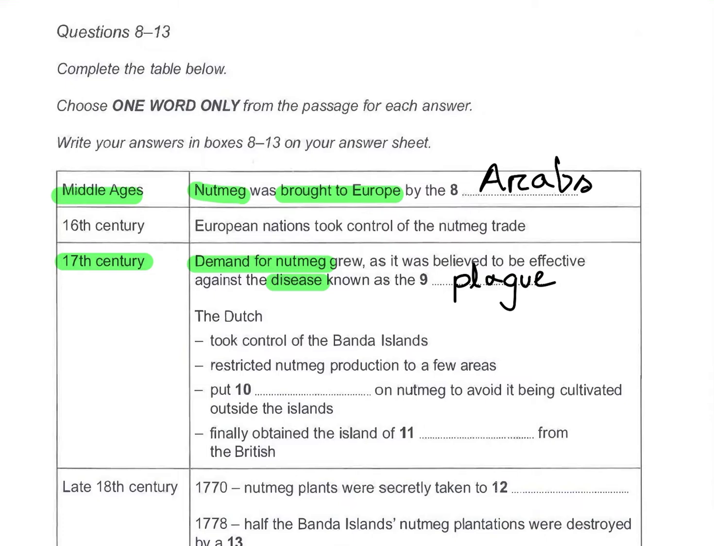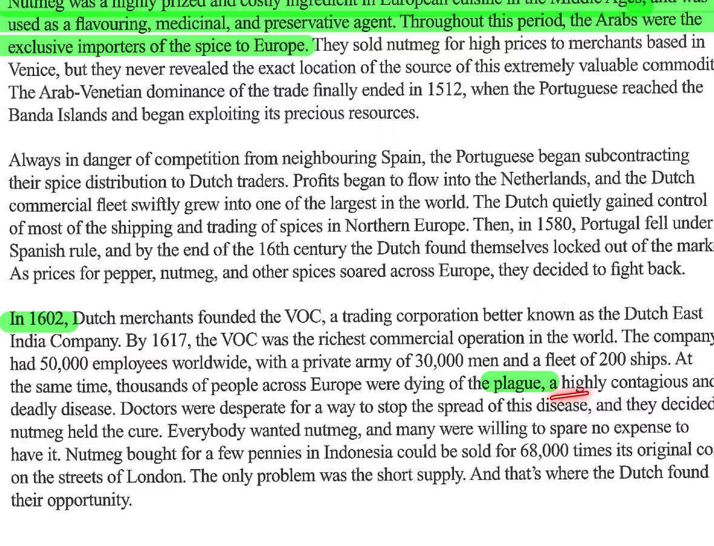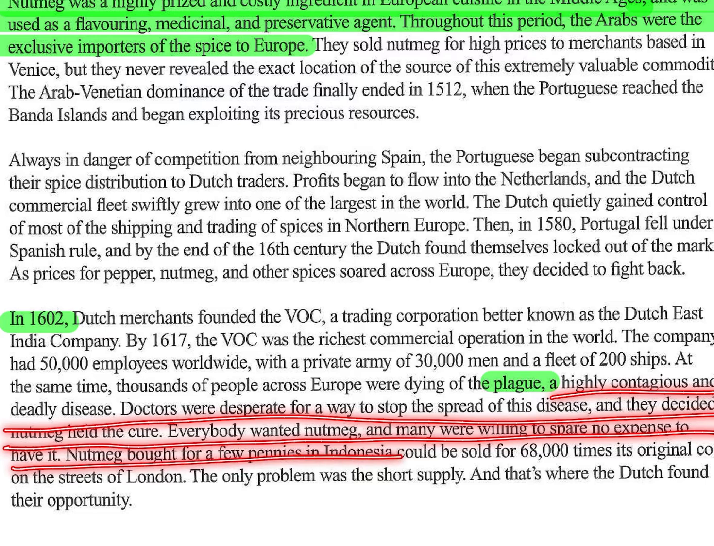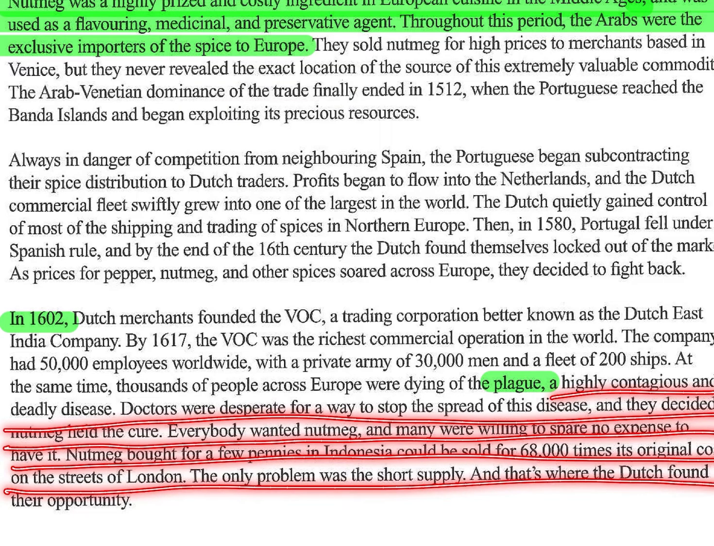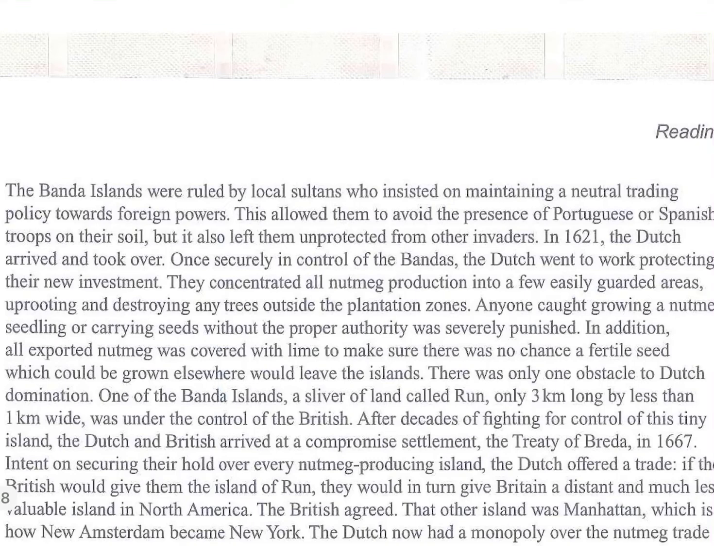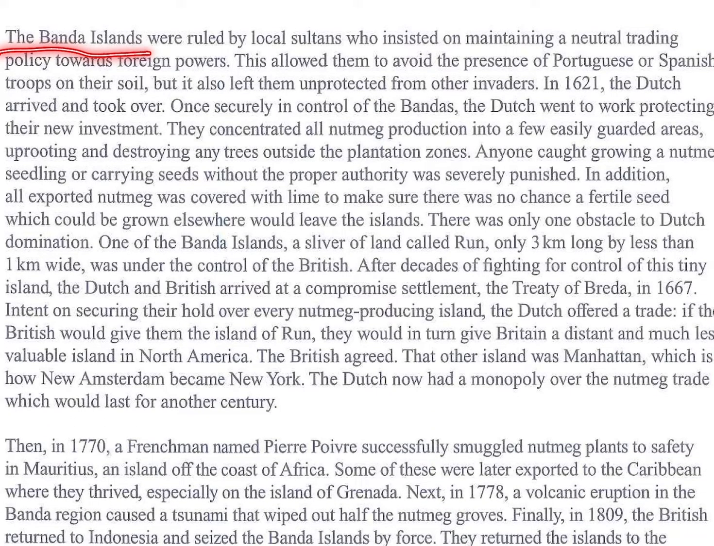Let's look at question number 10. The keywords in the question are: the Dutch to control Banda Islands, restricted production, put, avoid, cultivated outside the islands. Let's go back to the passage. We can see the Banda Islands.